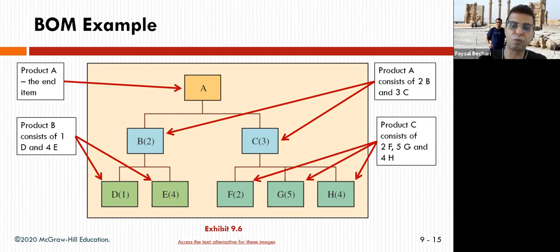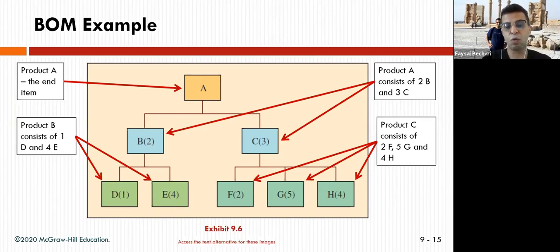So in order for you to produce A, you have 2 units of B and 3 units of C. Now, to produce B, 2 units of B, each unit needs 1 unit of D and 4 units of E. So it gets more complicated, and you cannot do it manually breakdown. So you need a bill of material.